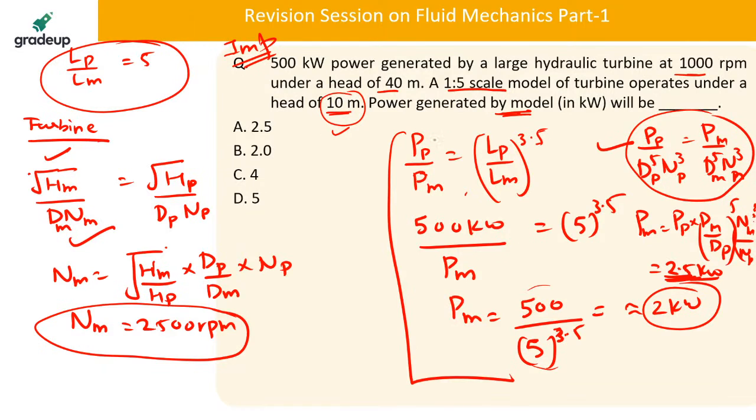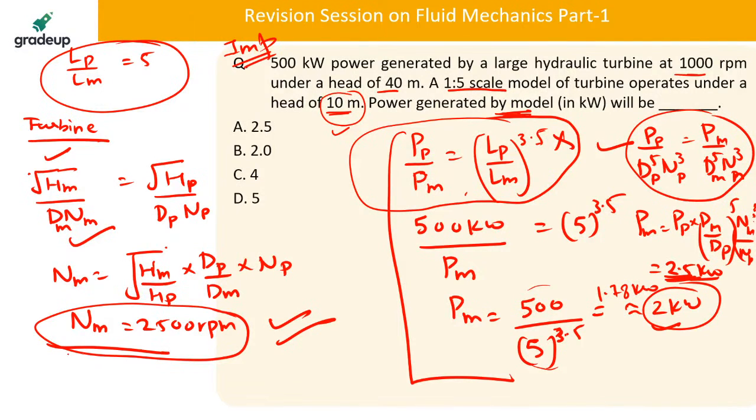If you use the model prototype relation that I have taught here, the Froude model law, you will get approximately 1.78 kilowatt, or approximately 2. But they have not mentioned that it is a Froude model law, so you cannot directly use this formula. In that condition, you have to use this approach. Firstly, find NM, the speed of the model, then find this. So the answer will be option A in this question.